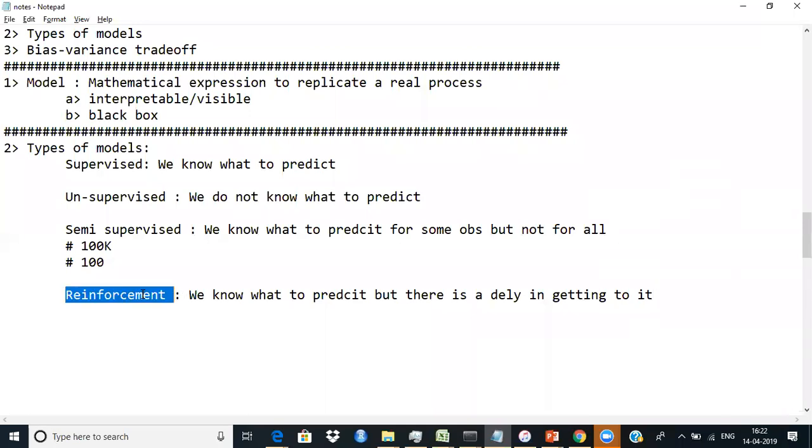So a reinforcement algorithm is basically a supervised algorithm, but here you only know the value of what you have predicted after a time delay. Say if I take a left, whether I reach my destination or I do not reach my destination, I will know maybe after 1 hour. So there is a time delay.